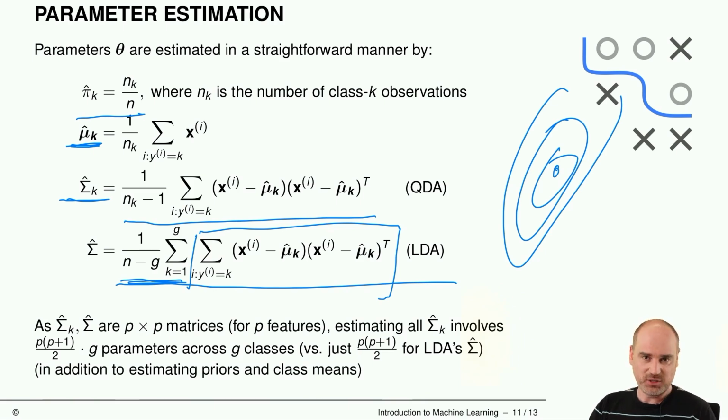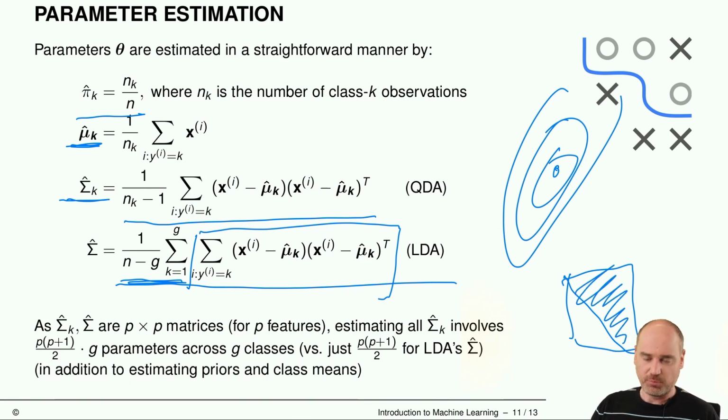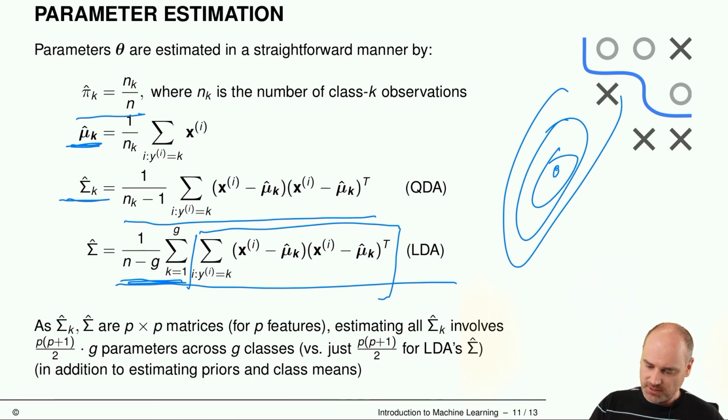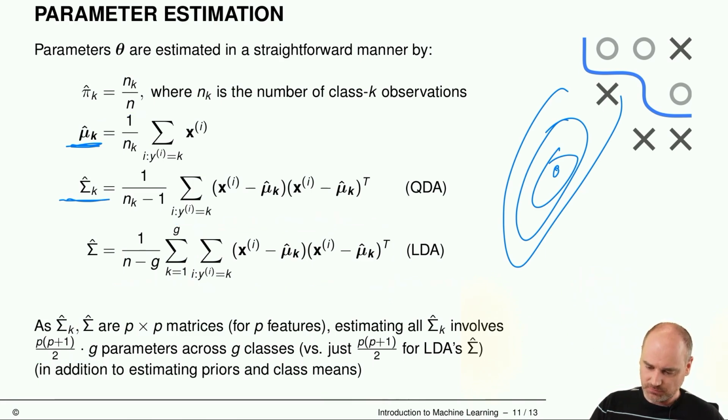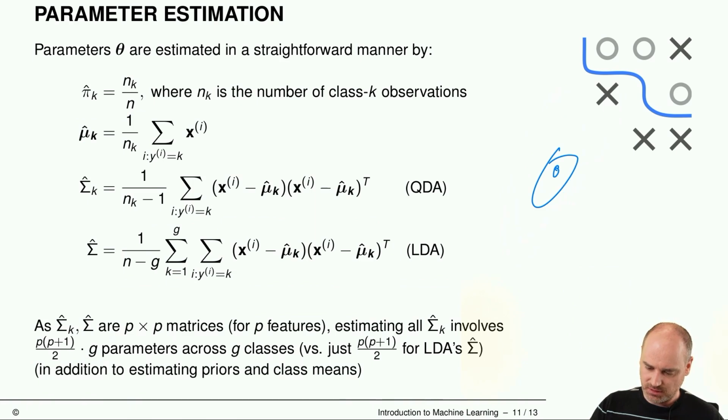We have P over 2, which is P times (P plus 1) divided by 2. Why is it not P squared? Well, covariance matrices are, by construction and definition, symmetric. So we just have our parameters in this part. This is why it is P over 2. And for QDA, it's P over 2 times G, because we have to estimate such a covariance matrix for each and every class.